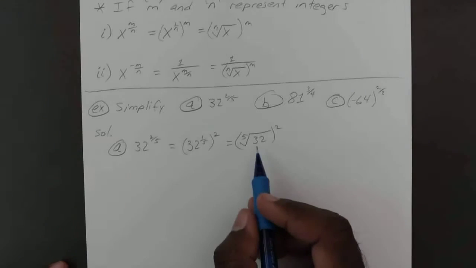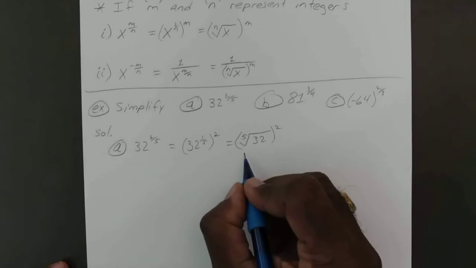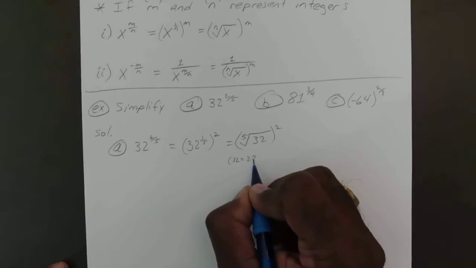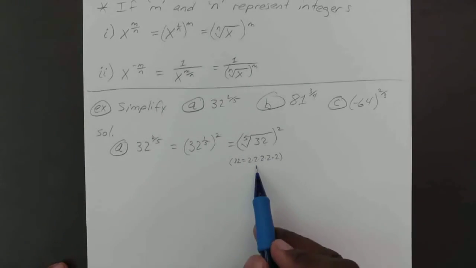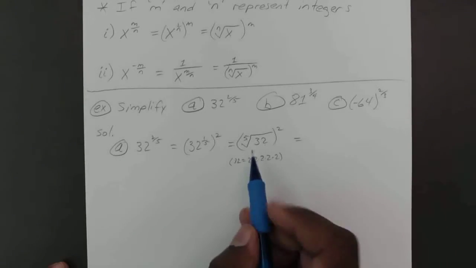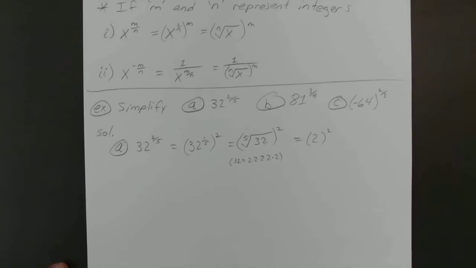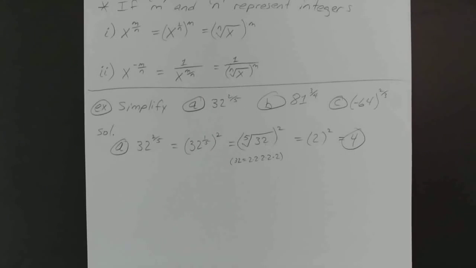All right. So remember, 2 times 2 times 2 times 2 times 2 is equal to 32. Okay. 32 equals 2 times 2 times 2 times 2 times 2. So the 5th root of 32 is just 2. So that becomes 2 squared, which is equal to 4. Okay, so 32 to the 2/5 power is just 4.